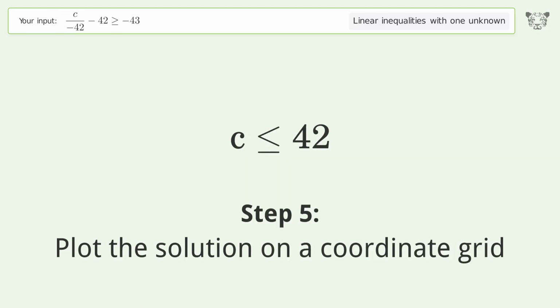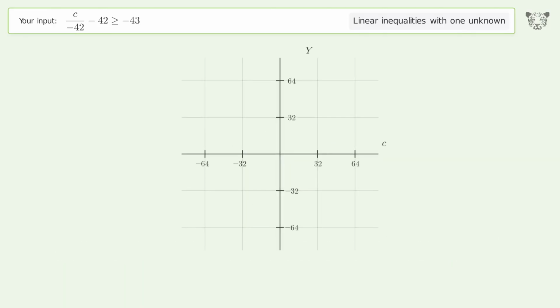Plot the solution on a coordinate grid. And so the final result is c equal or smaller than 42.